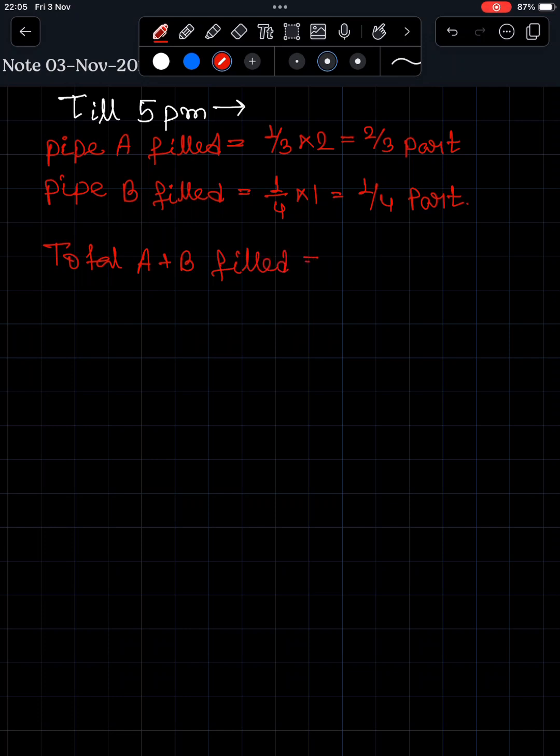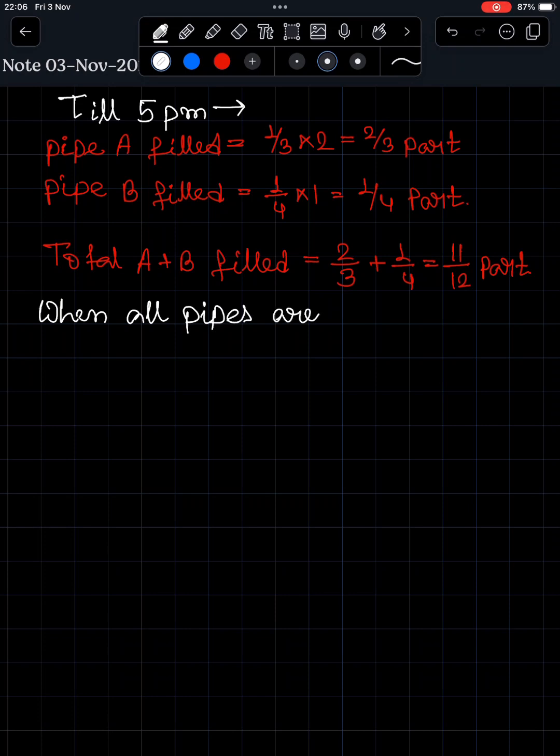Now how much total part of the cistern was filled up before 5 p.m.? Pipe A and pipe B both have been filling up the cistern according to their capacity, and the work they have done is 2 by 3 plus 1 by 4. This is the total part of the cistern filled up before 5 p.m., which is 11 by 12 part. So we can say that before 5 p.m., 11 by 12 part of the cistern was filled up by pipe A and pipe B.